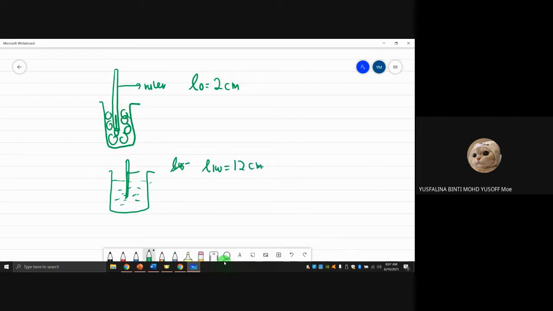So I explain again. First I put it in the ice and the temperature increases, then I take it out and measure, so that one will be L0, the length of the mercury when the temperature is at 0 degrees Celsius, or at the freezing point, or at the melting point. You have to be careful, because sometimes they will not tell you that it's 0 degrees Celsius. Sometimes they use melting point or freezing point.